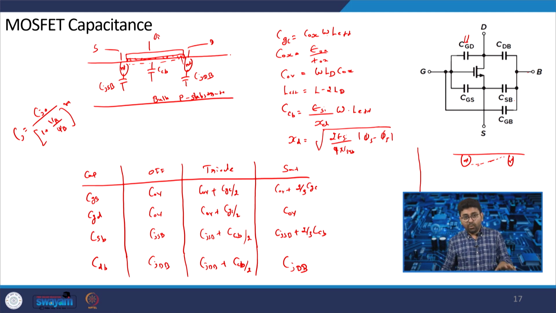Overall, CGS will dominate, and that depends upon CGC and the overlap capacitance. If you draw the schematic, this is CGS, then CGD from gate to drain, and drain to bulk. All these capacitances we have seen contribute, and in RF capacitances are important to consider. We will see why capacitance is important in RF when we discuss the FT of the transistor.